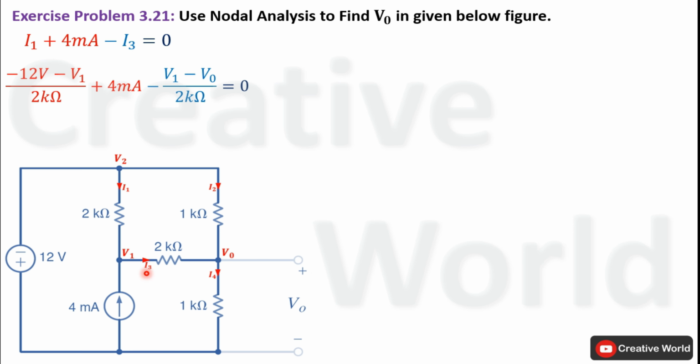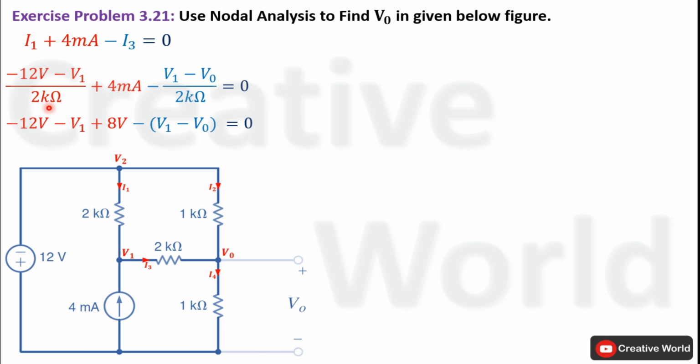Similarly, current I3 will be equal to the potential difference of these 2 node voltages divided by the value of resistance. And because the direction of current I3 is from node 1 to this node, we will subtract V0 from V1 and divide it by 2 kilo ohm to find the value of current I3. Now in order to omit all denominator values, we will multiply this equation on both sides by 2 kilo ohm.